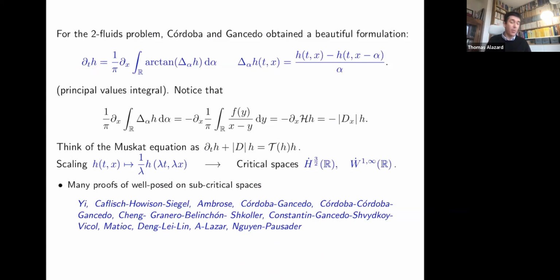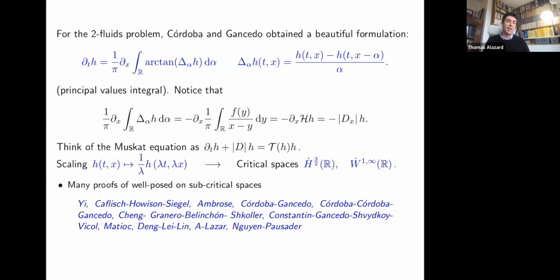Namely, they prove that you can rewrite the problem as follows. dt h is equal to 1 upon pi times dx of the integral of the arctangent of delta alpha h, where delta alpha h is the slope. That is the quotient of h(t,x) minus h(t,x minus alpha) divided by alpha. Okay, so this is the slope with respect to the variable x. You compute the arctangent of the slope and you integrate. So it's a very beautiful and compact formulation.